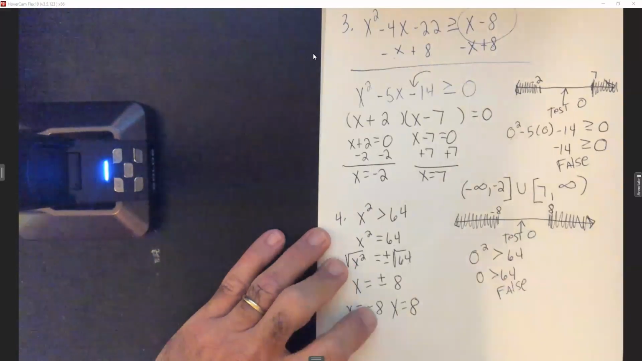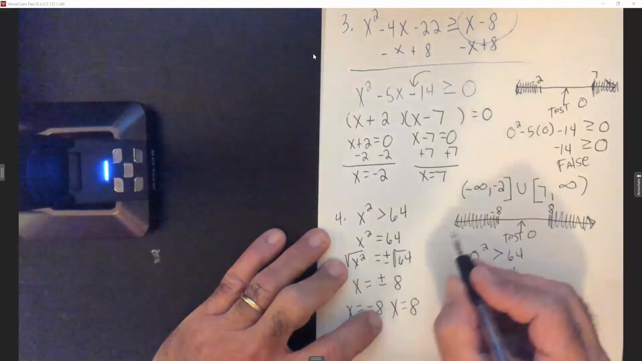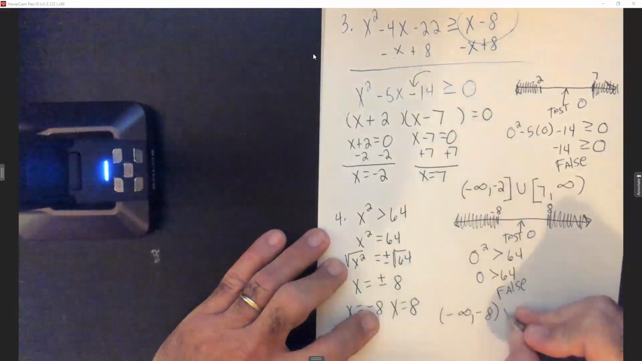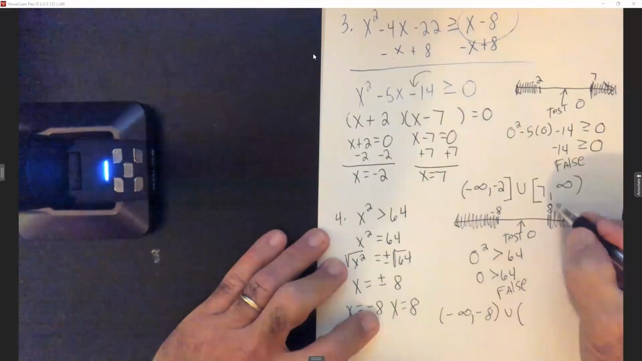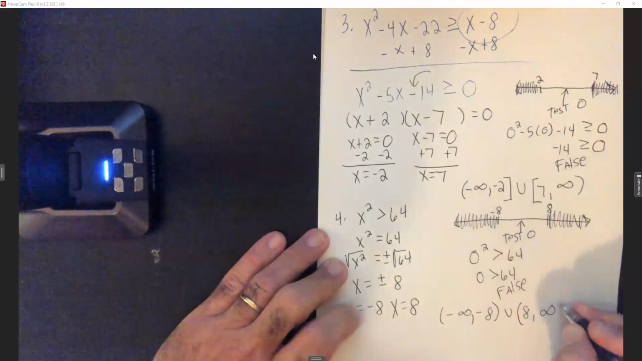All right, there is no equals under that, so I'm going to use parentheses. So it goes from -infinity to -8 parentheses, then union from the +8 to a positive infinity.